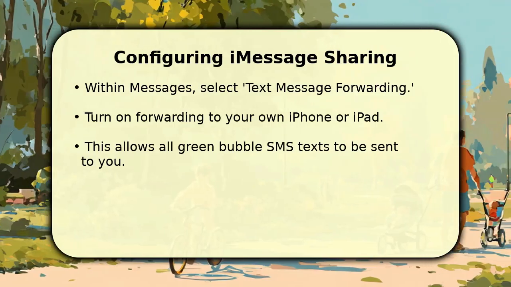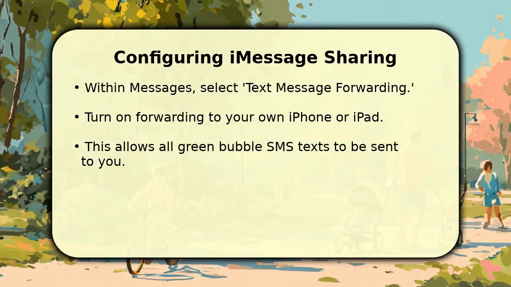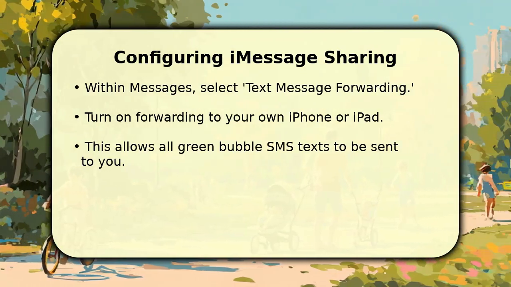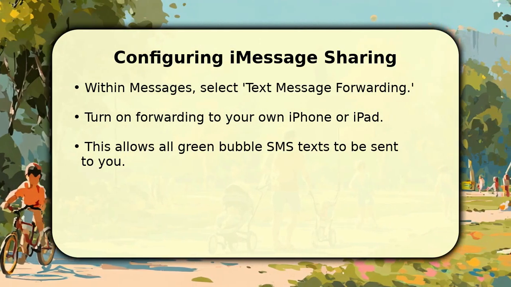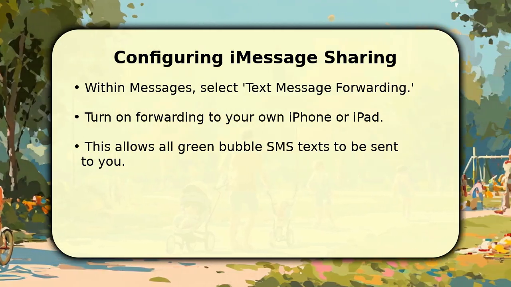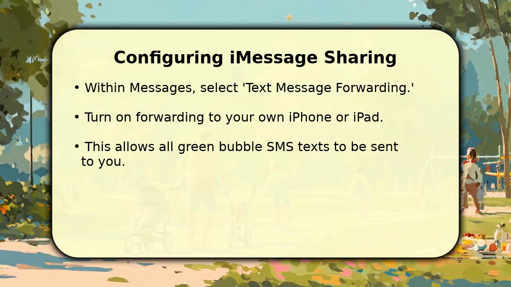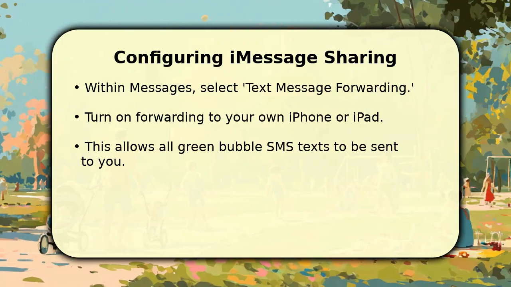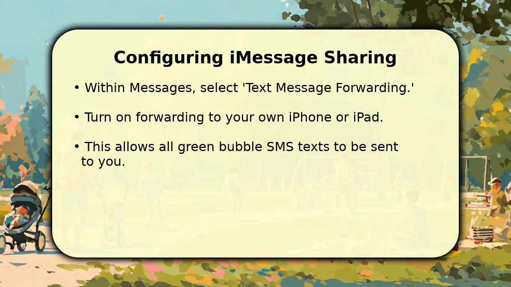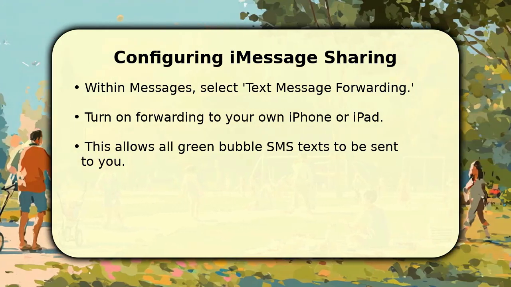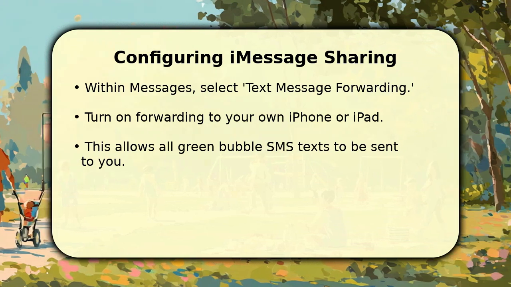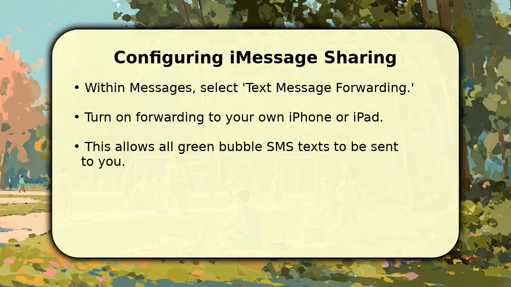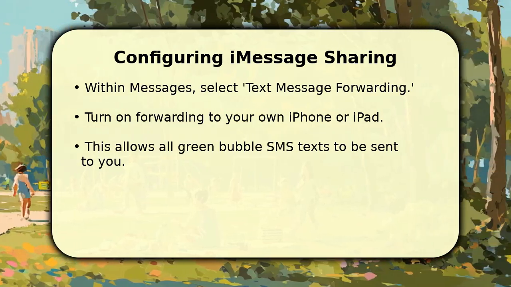Once you are in the Text Message Forwarding section on your child's iPhone, you will see a list of devices associated with your Apple ID. Simply toggle the switch next to your own iPhone or iPad to the on position. This action directs all standard SMS messages, often appearing as green bubbles, to your chosen device. This setting ensures you receive a comprehensive view of their communications, providing insight into messages that are not typically synchronized via iMessage. It's an important distinction for full coverage.